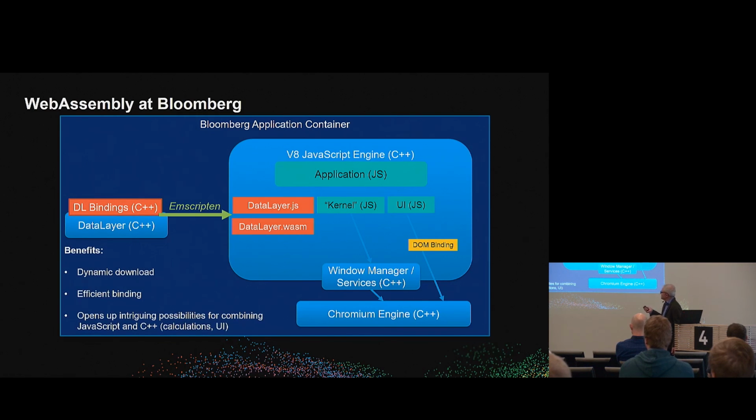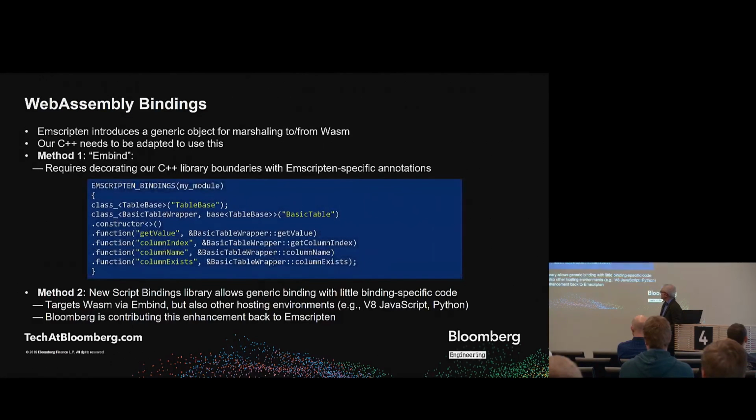Dynamic download, obviously. Efficient binding, the actual binding layer. We've done some benchmarks, as you'll see. And it opens up a lot of intriguing possibilities of blurring the lines between what should be in JavaScript and what should be in C++. We're thinking, there's everything from calculations to maybe taking pieces of our UI layer that do some complex transformations for the DOM. Maybe they belong in this world. Maybe charting packages, the calculations for those belong in this layer.